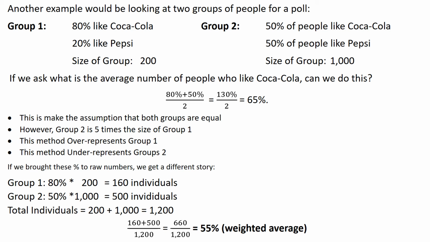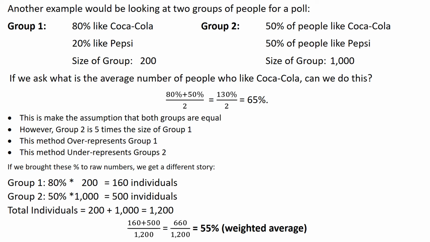They're not. One group only has 200, the other group has 1,000. And we have to consider that. Again, the weight of the first group with only 200 is overrepresented. We're saying they're equal to group 2. And by doing it the way I was just showing you, that means group 2 is underrepresented. So we have to weight it.